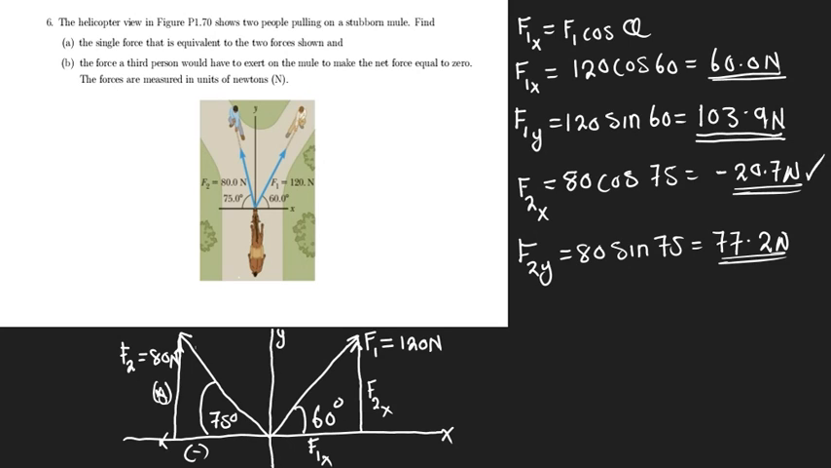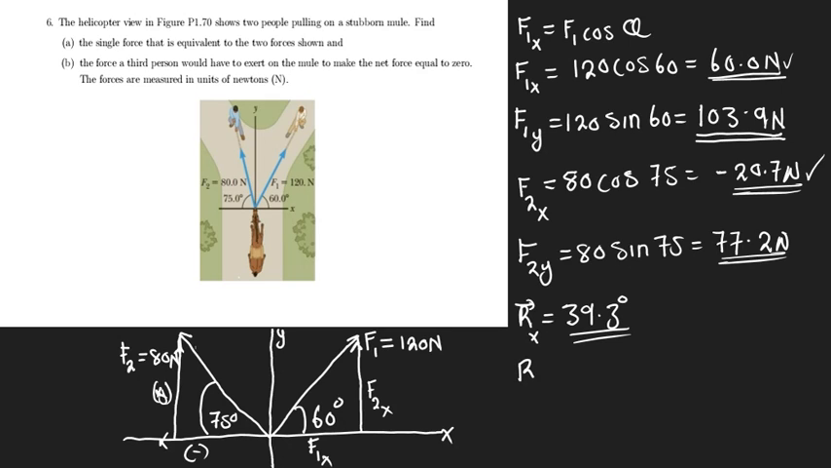So now, after getting everything, we will need to add all the x. So I'm going to add this to that. Okay, so summation of all the x, and I guess I'm supposed to use F. Okay, it's okay with our resultant. So this is going to be 60 plus negative 20.7, and I'm going to get 39.3 newtons in the x.